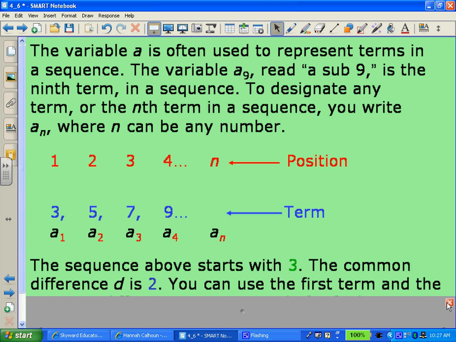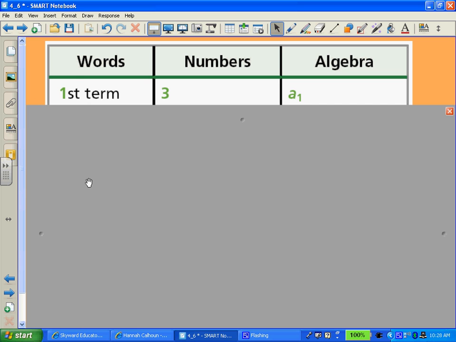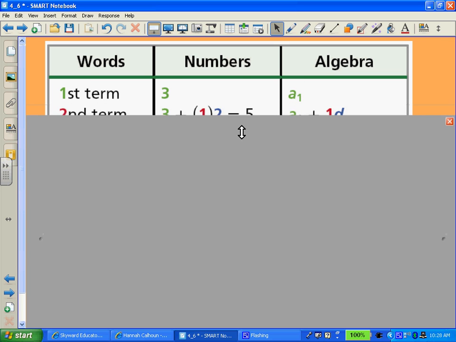So the sequence we just talked about starts with 3, that's a sub 1. The common difference is 2. And what we're going to do is try to find a way to write a rule that we could use to find any term in the sequence. And that's what this table walks us through. So the first term of that sequence was 3. We call that a sub 1.